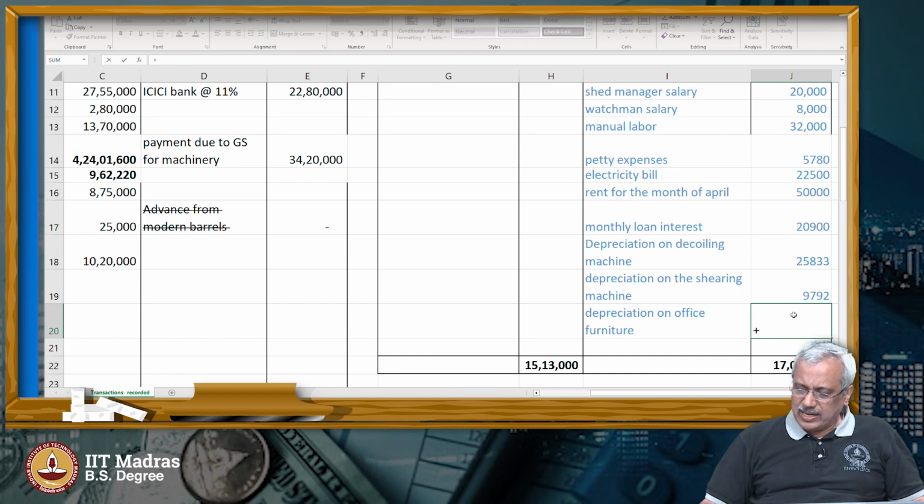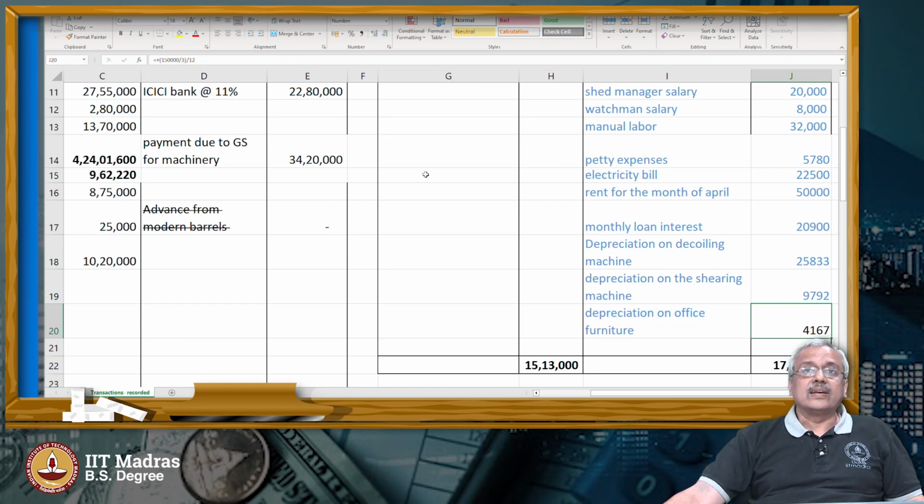So, what is happening? 1,50,000. Useful life is 3 years. So, per year what is the depreciation? Now, I want it per month, that is all. I am just going to knock off the decimals in this case. So, what is the value of the office furniture?